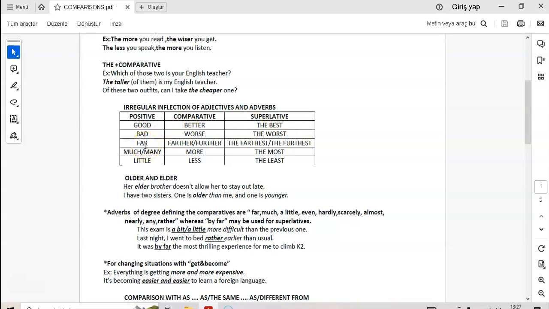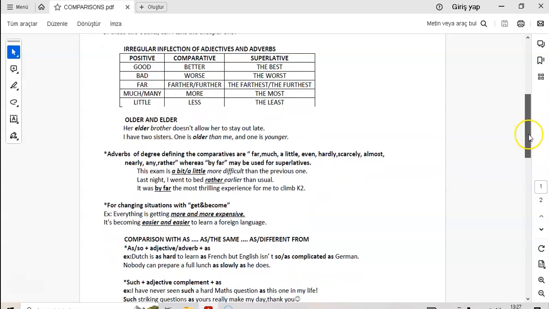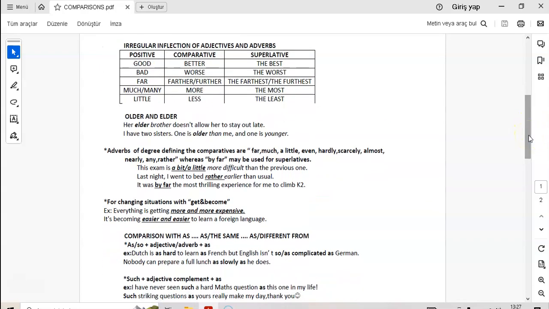Far means very distant. Farther or further: one of them is British English and the other one is American English. The farthest and the furthest. Much and many become more and the most. Little becomes less and the least. Keep them in mind, please. These are the irregular forms of the comparatives and superlatives concerning the use of the adjectives and adverbs.